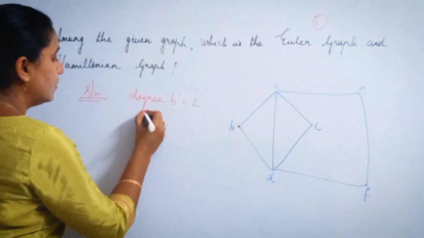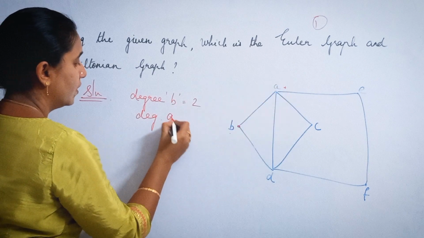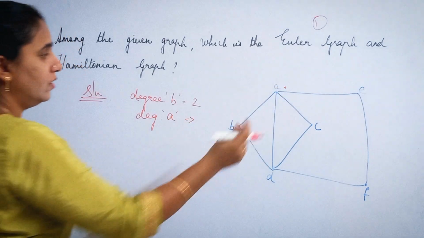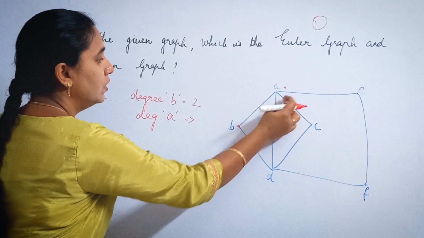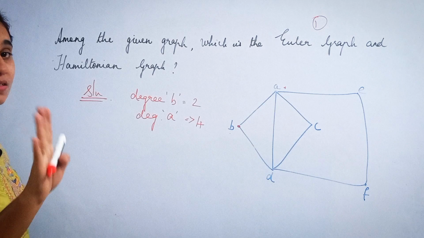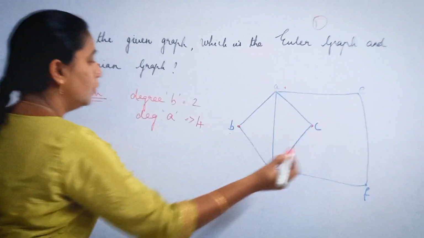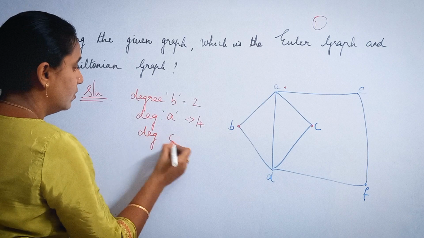Now calculate the degree of A. What is the degree of A? 1, 2, 3 and 4. You have a total of 4 edges connected to this vertex. Now calculate the degree of C.